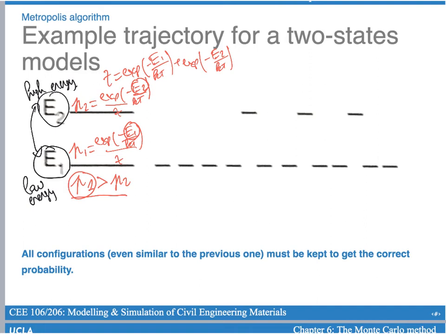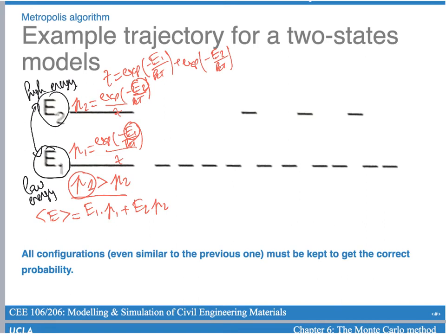So now let's assume that you want to calculate those probabilities, and you want to calculate the average energy based on the Monte Carlo algorithm. In this case you don't necessarily need a Monte Carlo algorithm, because we could just calculate it directly. There are only two states, so you can say the average energy is the energy of state 1 times the probability of state 1, plus the energy of state 2 times the probability of state 2. That's fine, you can do that.